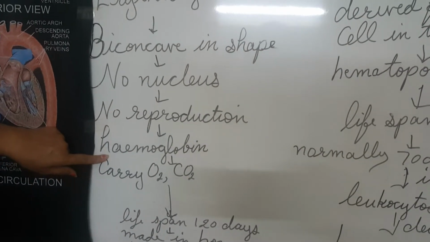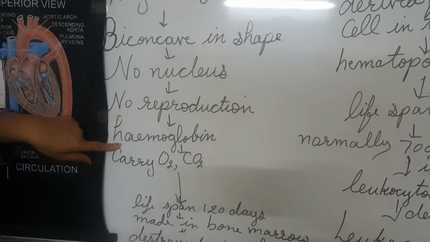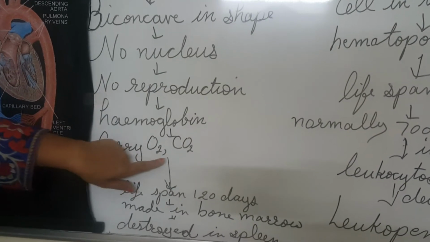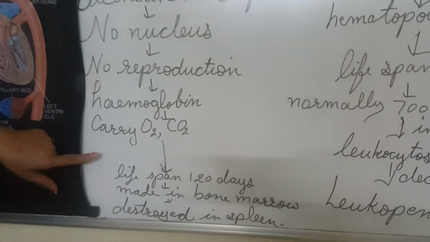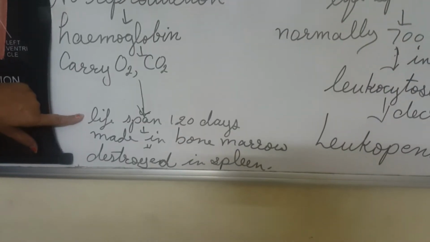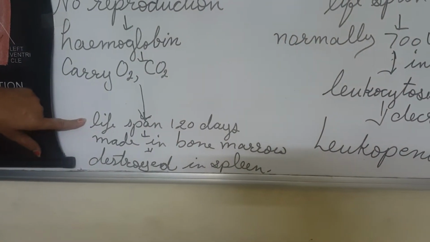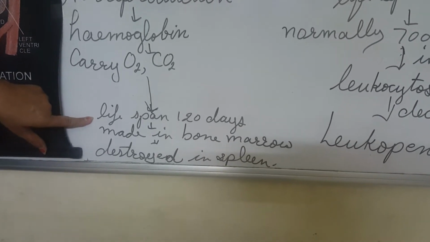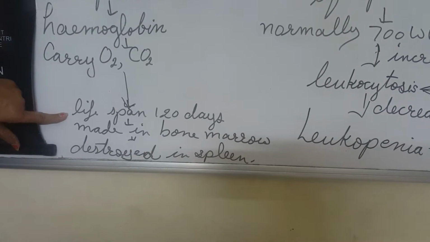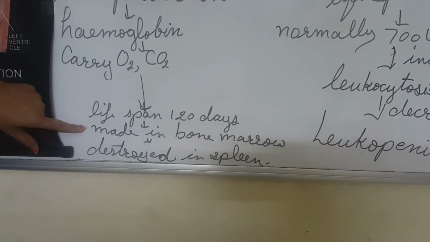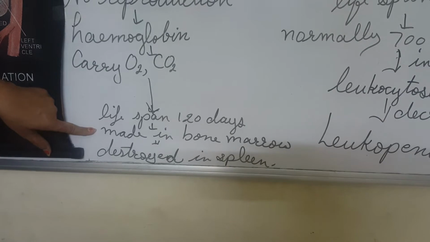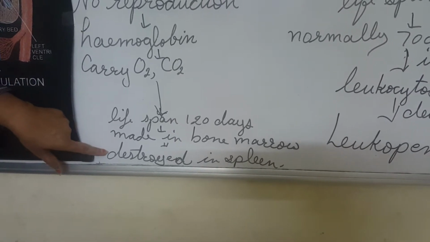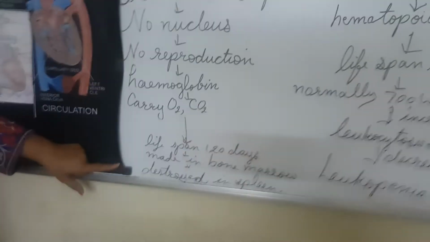It carries hemoglobin, and that's the reason the blood is red in color. The blood gets its red color due to hemoglobin. It carries oxygen and carbon dioxide as well. These RBCs have a very short lifespan. They live just for 120 days and after that they die. Your blood has to make new RBCs. They are made in the bone marrow. As I told you, the bone has got a spongy thing inside, known as bone marrow. They are destroyed in the spleen. So this is all about your RBC.